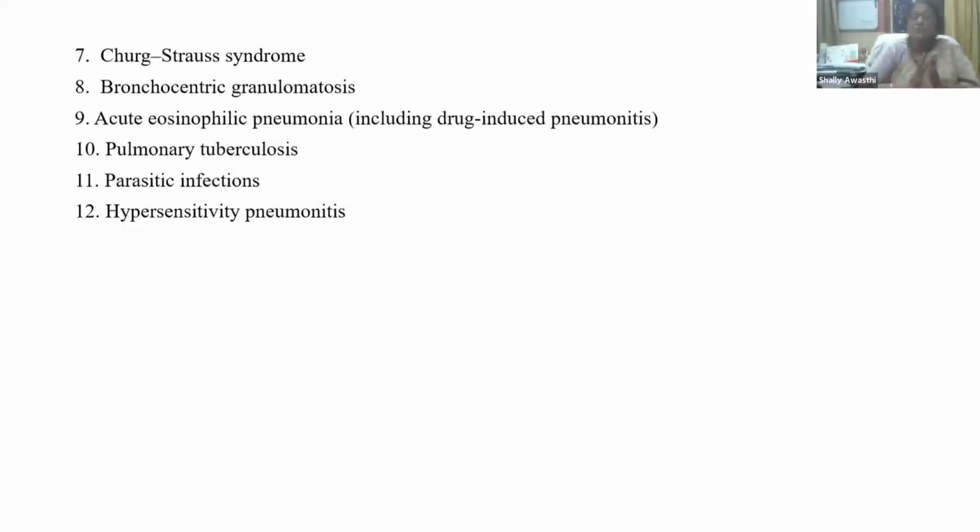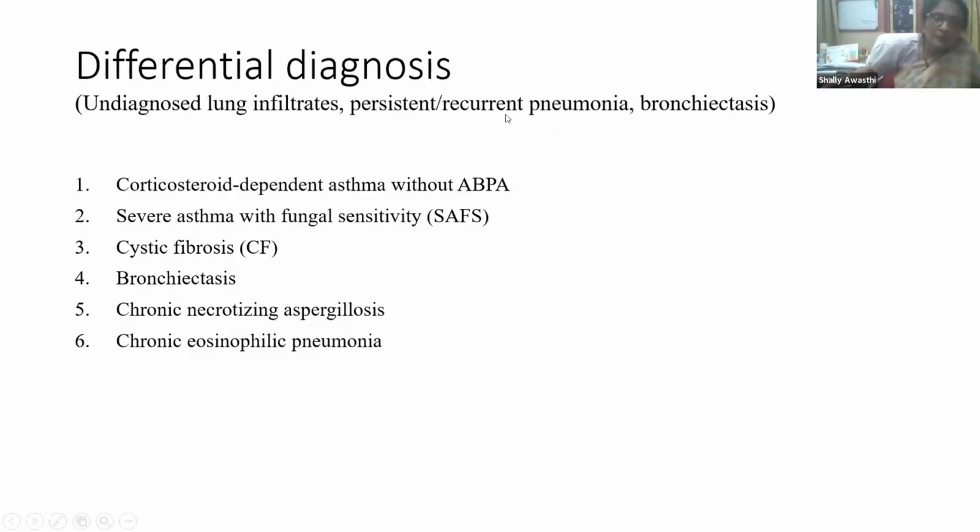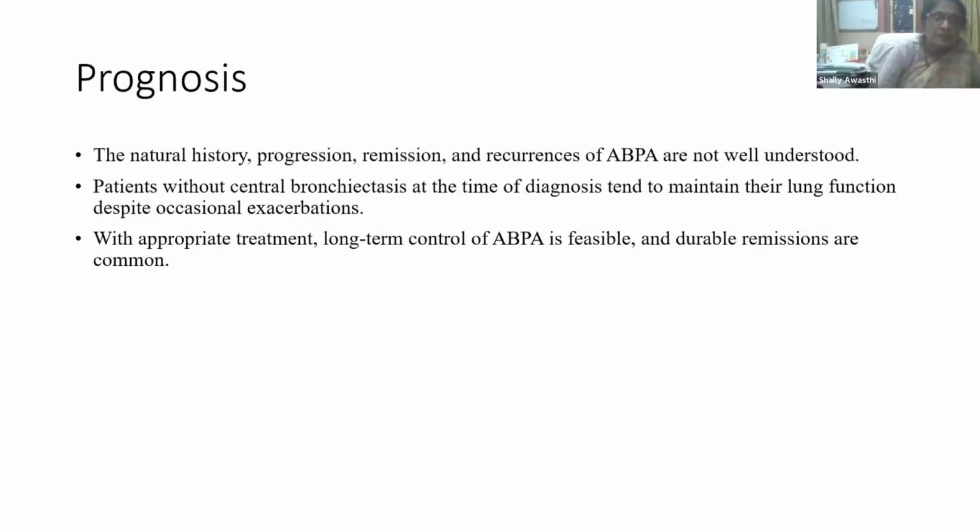These other entities we should remember. Except for pulmonary TB and steroid dependent ABPA, other conditions are not so common. So what is the prognosis? Is it that if the patient has ABPA with CF or BA, she is gone, or he is gone? Natural history, progression, remission, recurrences are not well understood. Patients without central bronchiectasis at the time of diagnosis tend to maintain lung function better despite occasional exacerbation.